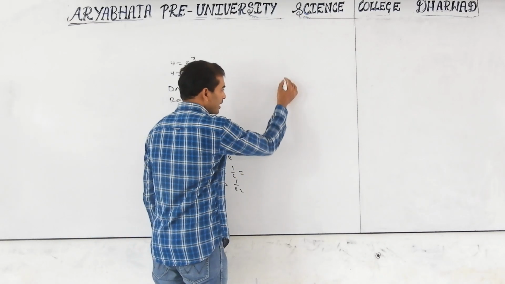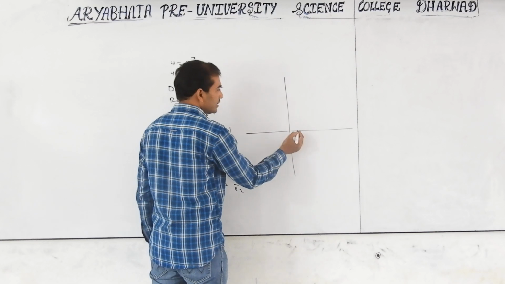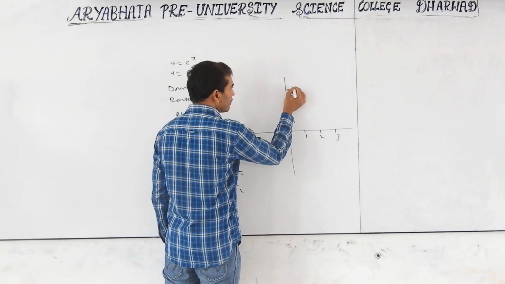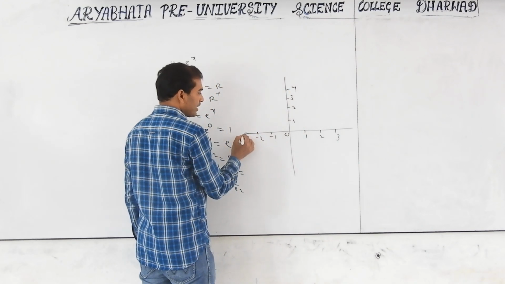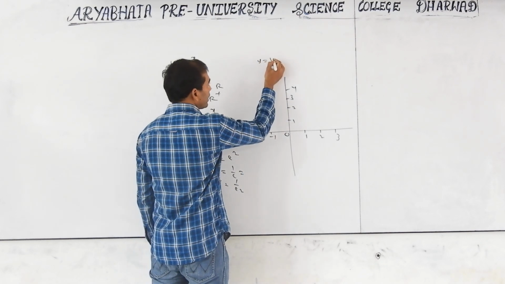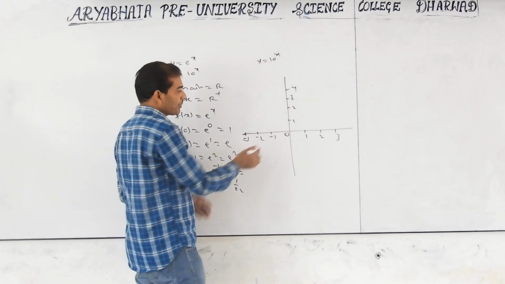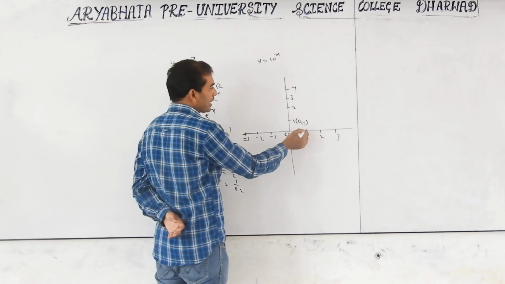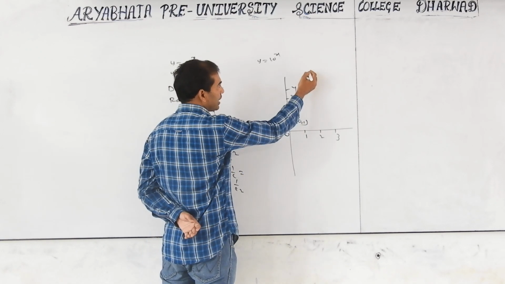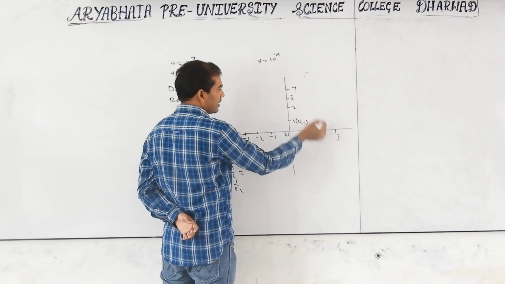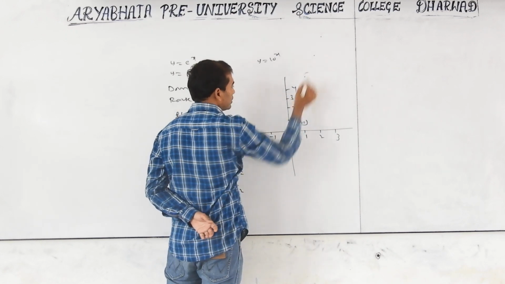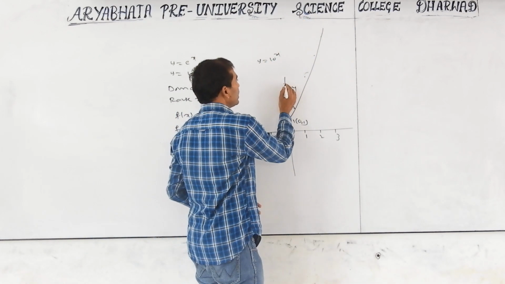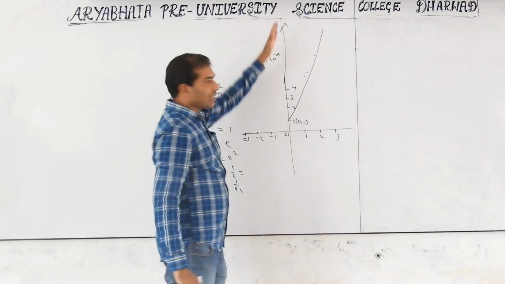Like this. If you draw the graph once again, you come to know that this is 0, 1, 2, 3, 1, 2, 3, 4, minus 1, minus 2, minus 3. And now I am going to draw y equal to 10 power x. If you put x equal to 0, what is the y value? 1. If you put x equal to 1, 10 power 1 is 10. 10 square is 100. 10 cube is 1000. The range is the positive real numbers.